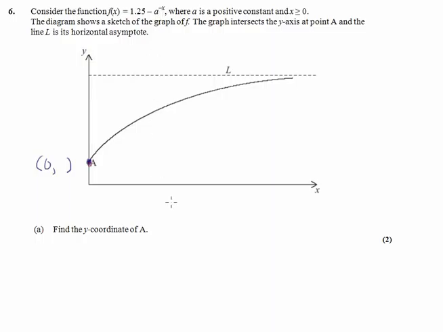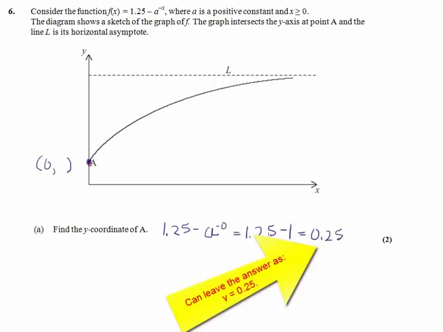So I'll substitute into the equation for x, and I have 1.25 minus a to the negative 0, which is just 0. Anything to the power of 0 is 1. So 1.25 minus 1 is 0.25. Then once you find the y coordinate, you can leave it at that. I wrote down the full coordinate as (0, 0.25). You won't be marked down for that.